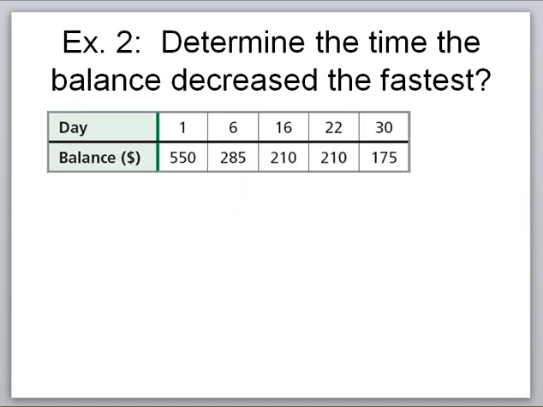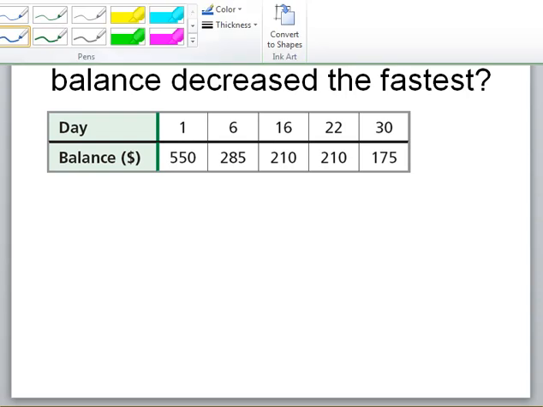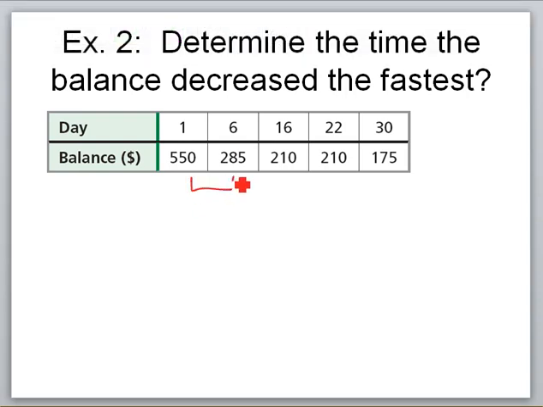Determine the time the balance decreased the fastest. So that's talking about rate of change. So we're going to find the rate of change between each of these values. So I'm going to have to do the same thing I just did on the last one. So I'm going to take the change in the y over the change in the x. So I'm going to start with my positive number. So 550 minus 285 over 1 minus 6.